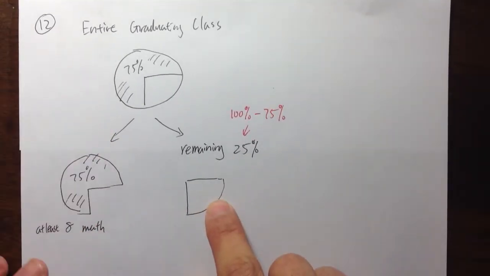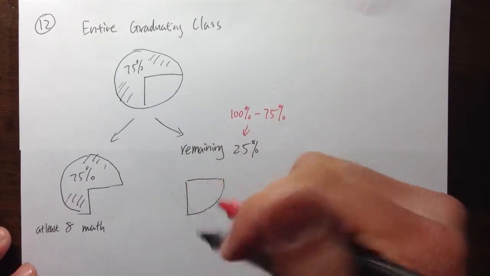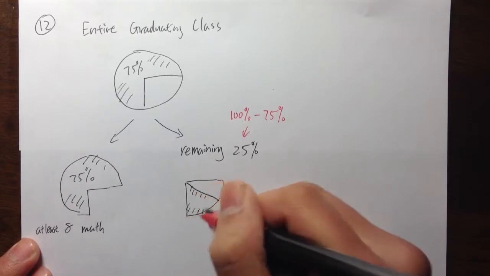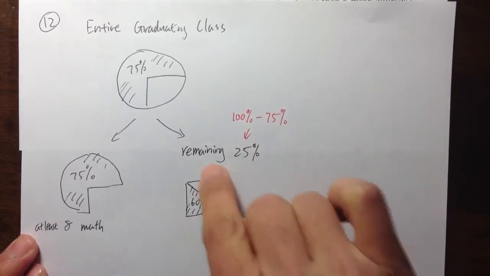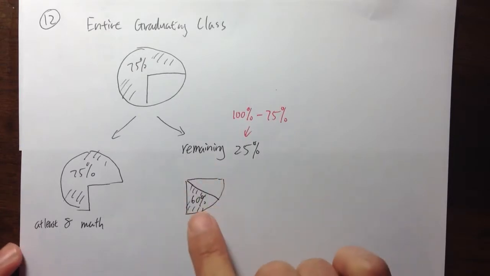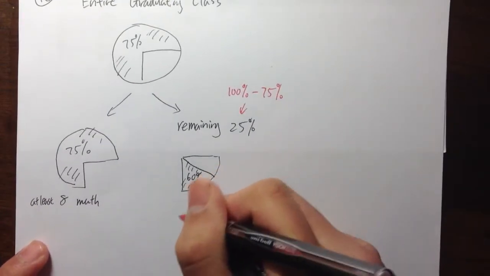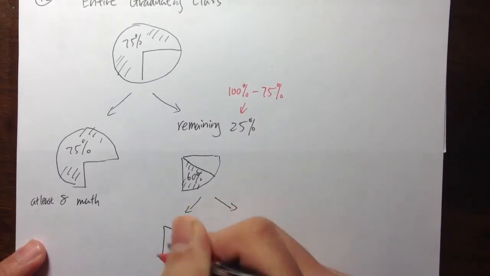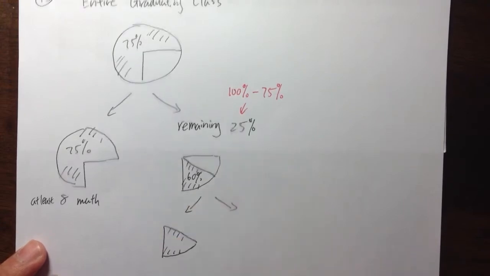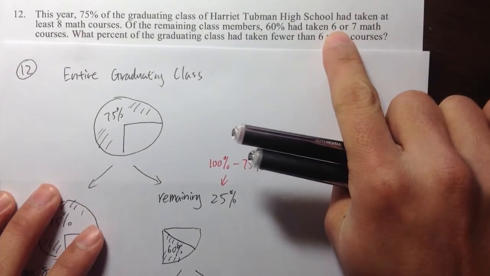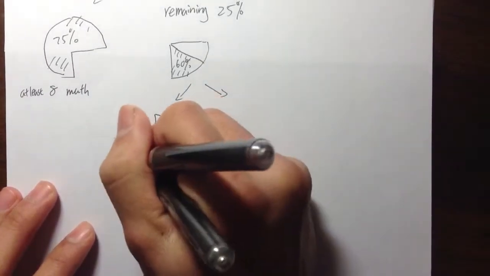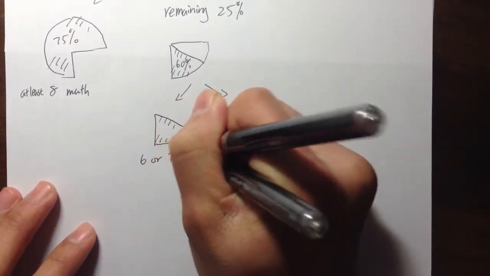So I'm going to divide this into 60%, okay? So let me draw the 60% that is about right here. So notice this is 60% of this part, of this quarter piece, right? So again, I'm going to divide it into 2 parts, technically. So 60% of these people right here, he says they took 6 or 7 math courses. So these people, let me write it down, 6 or 7 math courses.